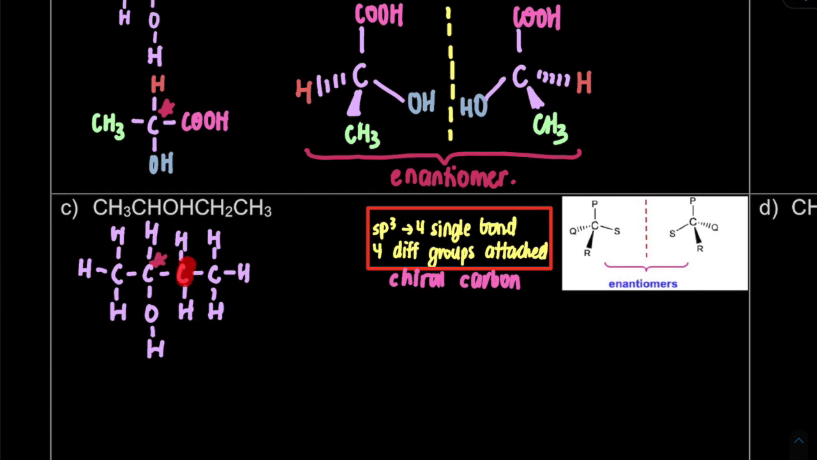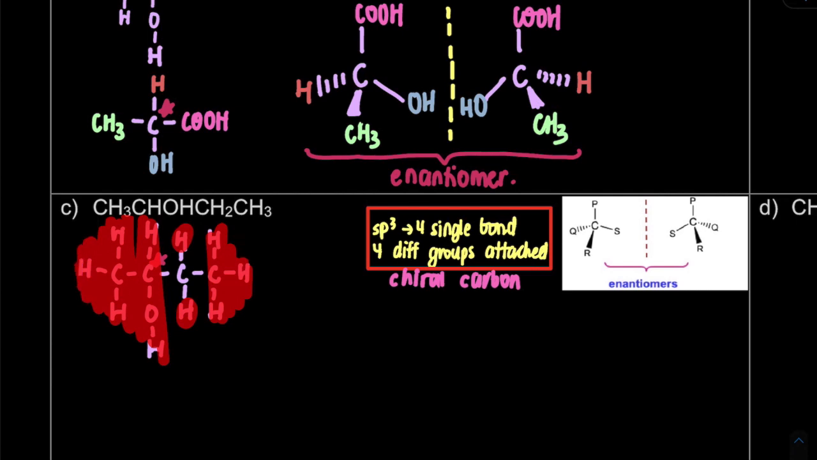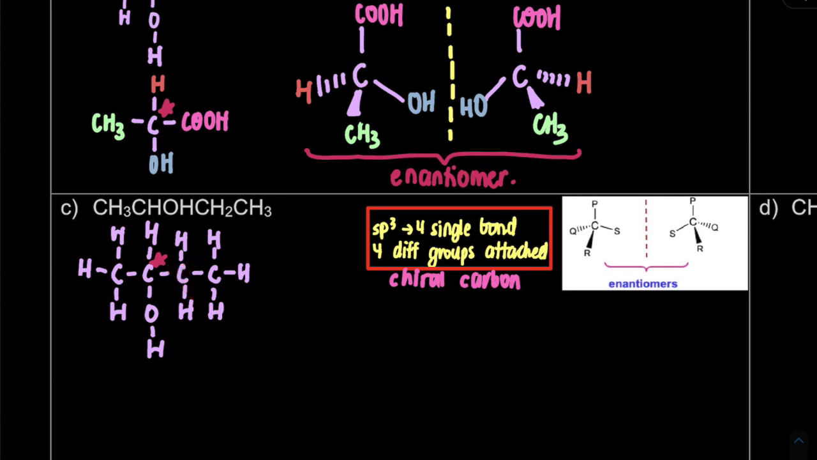Next carbon. This carbon has 4 single bonds. Okay, fits. But we can see this carbon is attached to 2 hydrogens, 1 CH3 and one on our left. Because it has 2 similar groups, this is not our chiral carbon. The last one but not least, this carbon has 1, 2, 3, 4. But again, same as the first case, it has 3 similar hydrogens, so there are not 4 different groups, because we have 3 similar atoms. So in this case, we only have 1 chiral carbon.